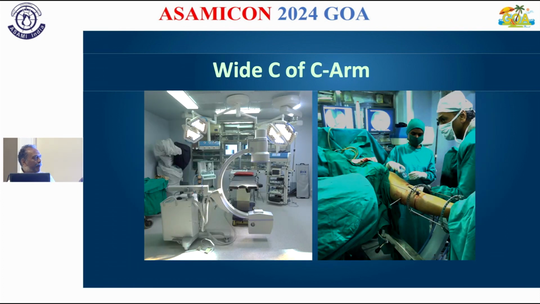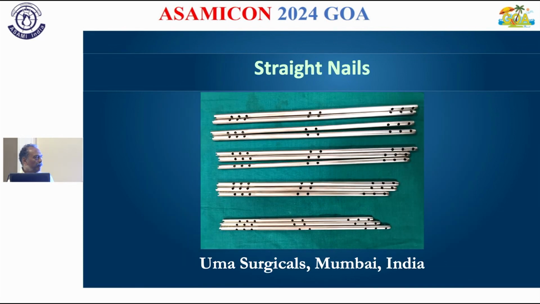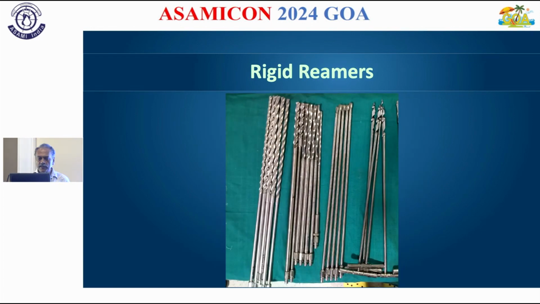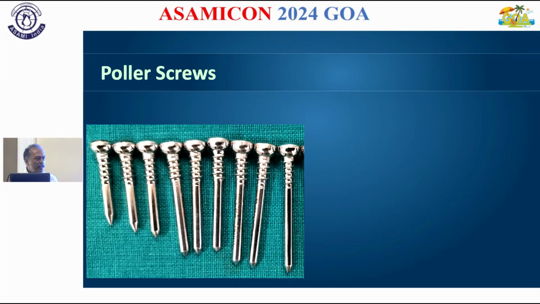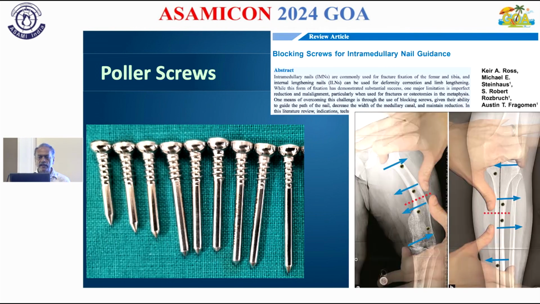Next, we need a wide-diameter C-arm, especially in the lateral view, when we need to place the polar screws or when you need to properly lock the nails. We have these straight nails which have been designed specially for us with extra holes in the center by Uma Surgicals. These are the rigid reamers that we have, of different lengths of the flutings, along with the simple old-style rigid reamers that we use for Küntscher nailing. We use these polar screws which help to narrow the track of the nail and ensure that the nail goes in the desired direction. And some of the rules that we use are the ones described by Rob Rosbrook. This is the reverse rule of thumb when using intramedullary nailing.